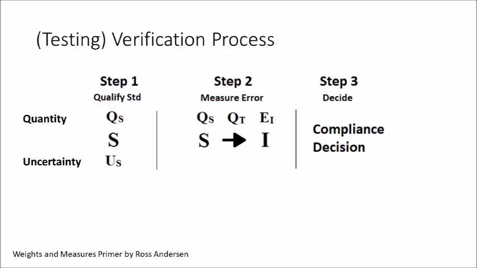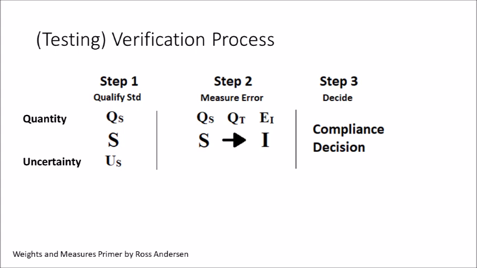So now I need to introduce you to what I'm calling the testing verification process. Like the calibration verification process, there are 3 steps, but these 3 steps are quite different. In step 1, we qualify the standard. In other words, the standard has to meet certain requirements that involve its quantity and its uncertainty. Once the standard is qualified, we move to step 2. We measure the error, this E sub I. That's the important thing that is used in step 3 in the compliance decision.